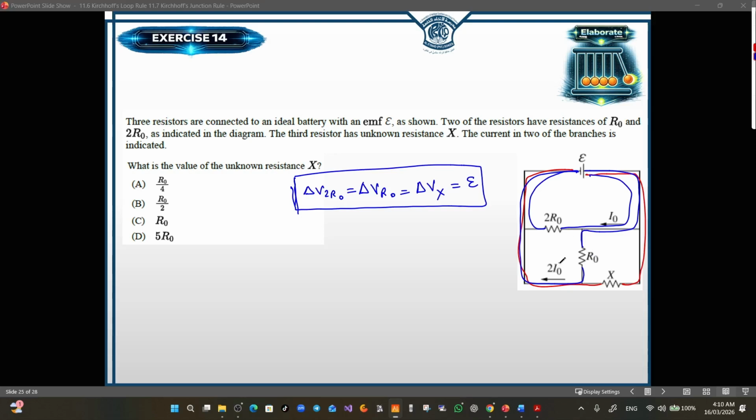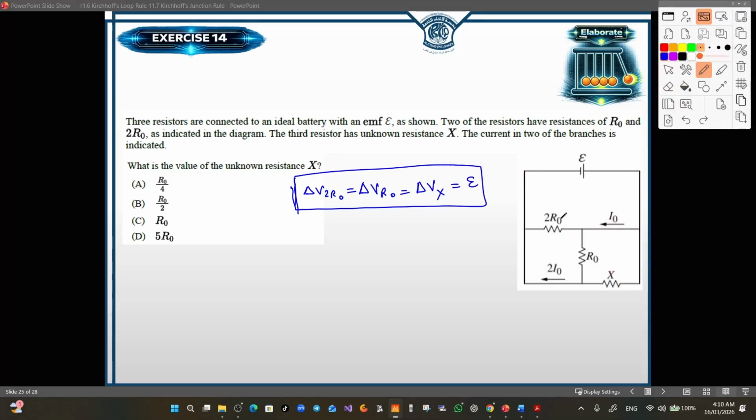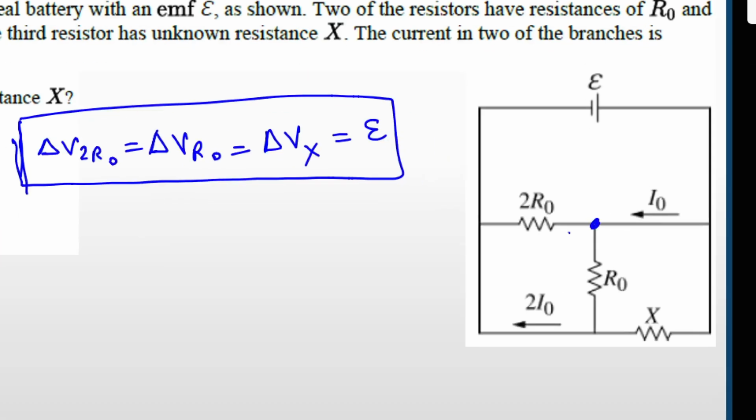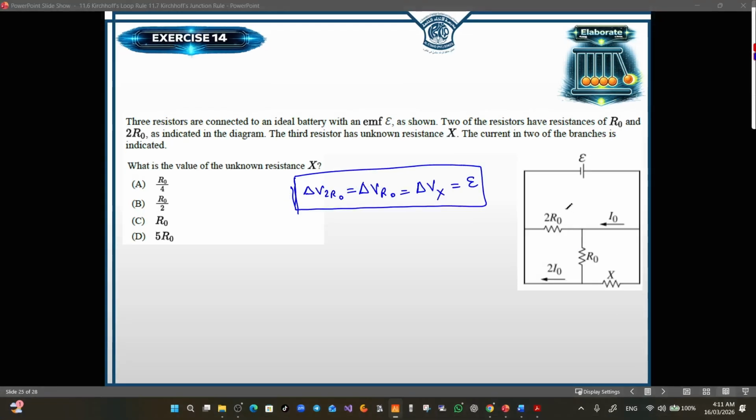Now it's time to find the current. We need to find the current across X. So let's start from I0. Now, as we can see here, at the junction point here, I0 will split into two pieces. And since the resistance here is double the resistance there, then the current will be one third its value here and 2 over 3 its value there. And we can prove it using the following.